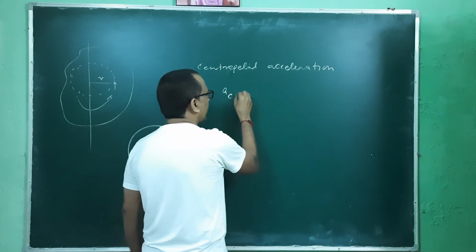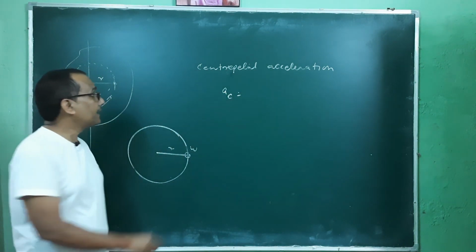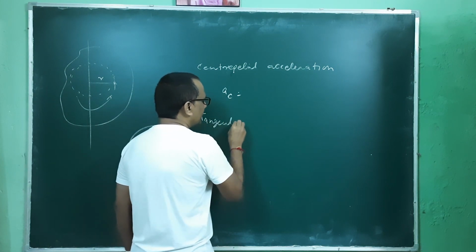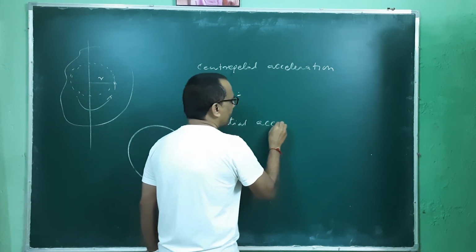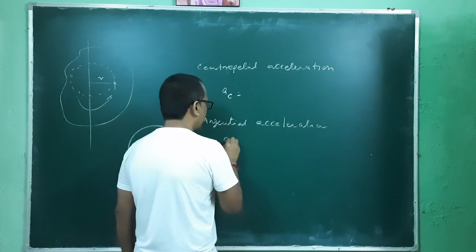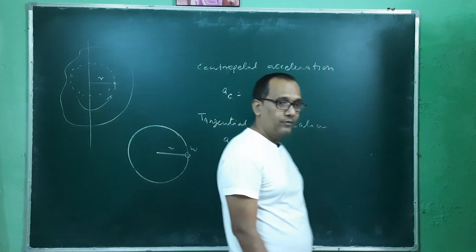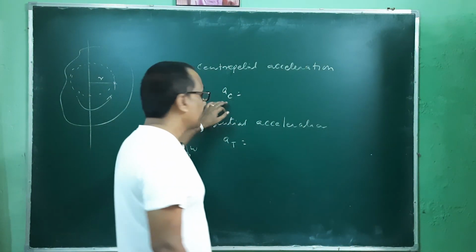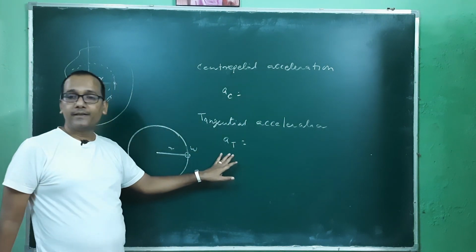This was represented by AC. And second, we have discussed tangential acceleration. It was represented by AT. We have two types of acceleration discussed in circular motion. One is the centripetal acceleration, and the second one is the tangential acceleration.